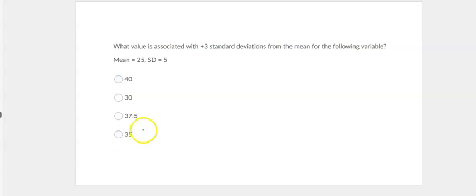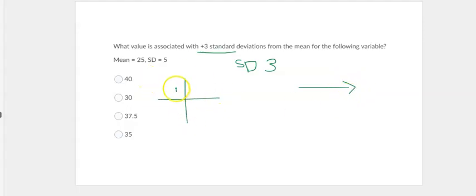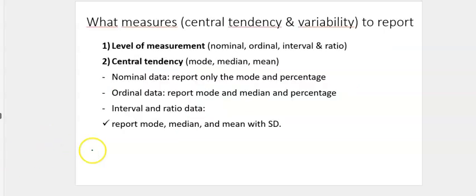And then what value is associated with plus 3? This is standard deviation 3 from the mean. This is a plus, so you have to go to the right side. The mean is 25, and the SD is 5. Now you go three times. SD1 is 30, SD2 is 35, and SD3 will be 40. So this is 40. I hope you understood how it works with the standard deviation.